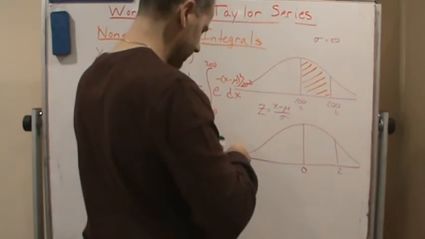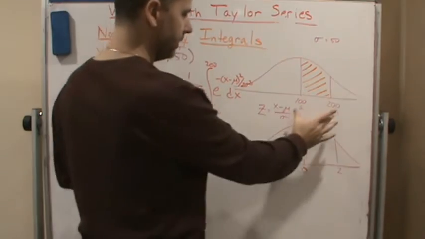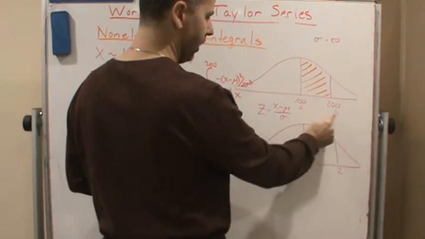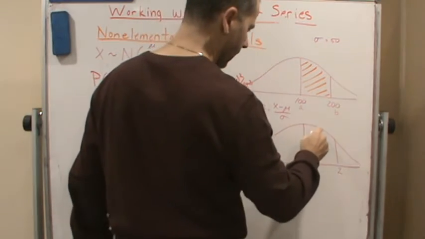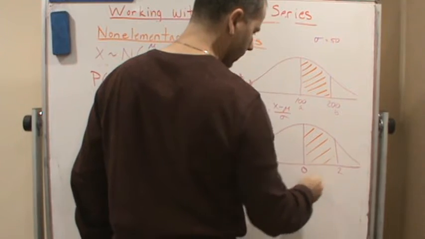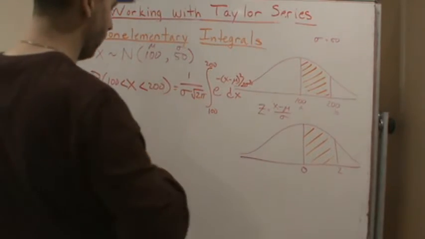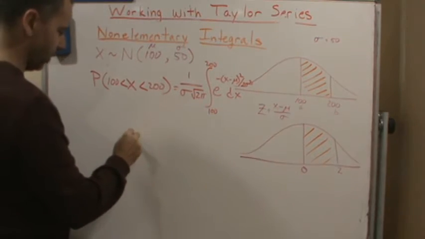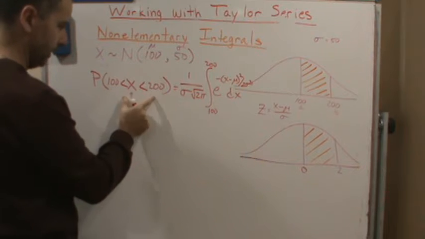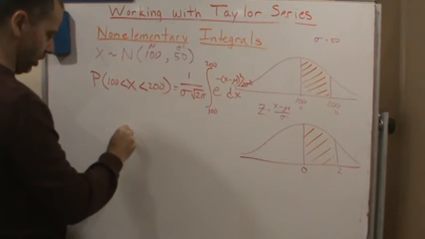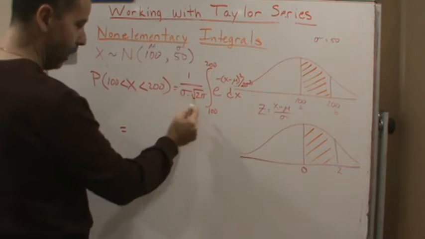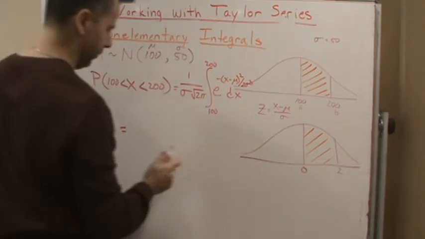So that means that instead of finding the integral between 100 and 200, my limits of integration are going to be from 0 to 2. So now what happens to my formula? Just like I showed in the last video, this probability is equal to this, which is also equal to what? Now I'm going to put in these values.